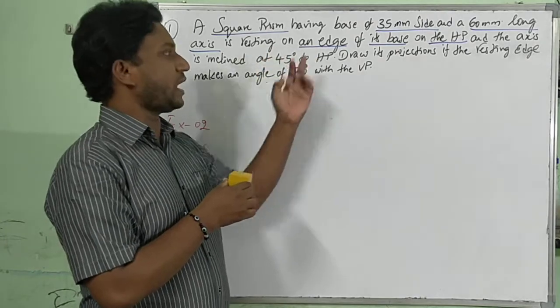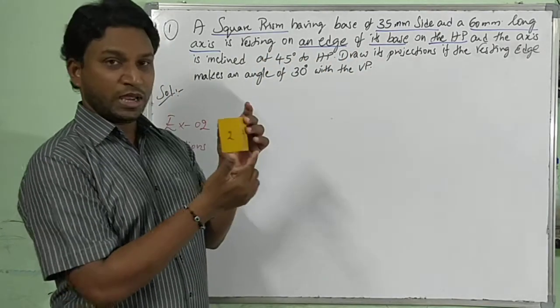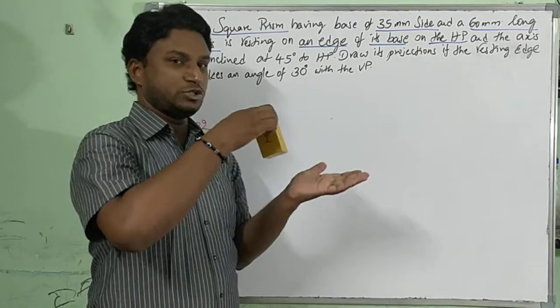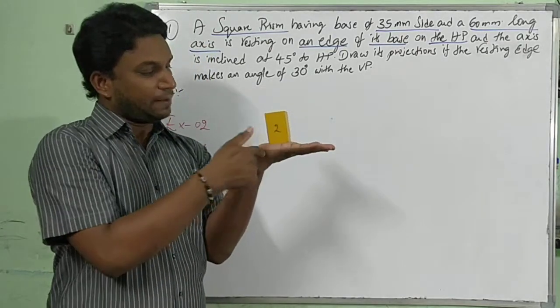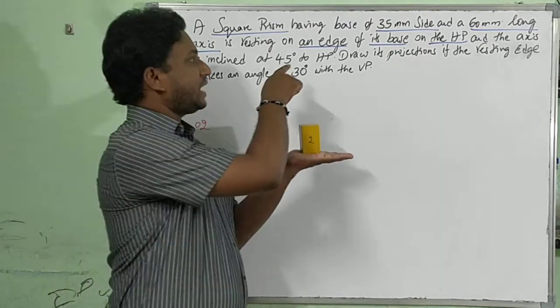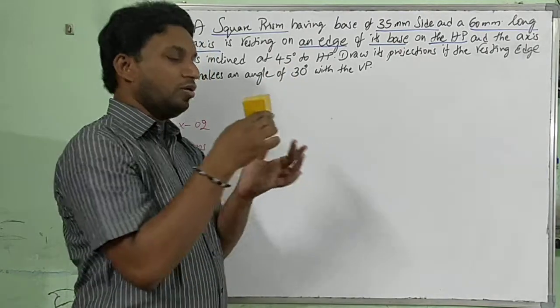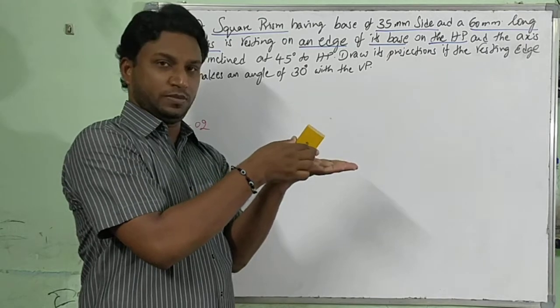He has given the condition: he is resting on an edge of its base. How many edges does the base have? 4. Now if I keep it like this on the HP, it is resting with the complete base. Instead of that, he is asking that it rests on one edge. Like this it may be.